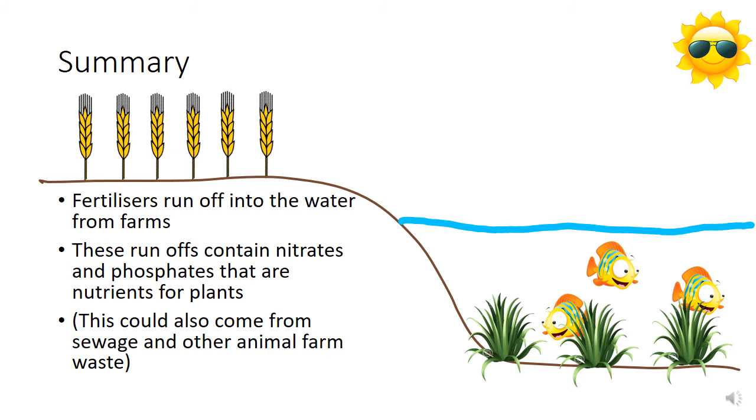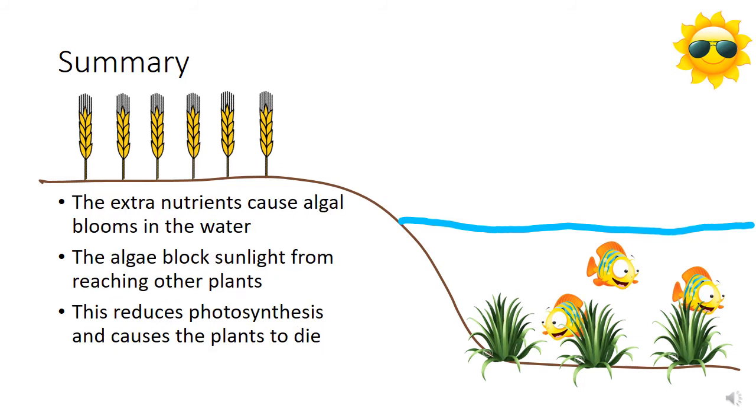So in summary, fertilizers run off into the water from farms. These runoffs contain nitrates and phosphates that are nutrients for plants. These nitrates and phosphates could also come from sewage and other animal farm waste. The extra nutrients cause algal blooms in the water, and the algae block sunlight from reaching other plants.